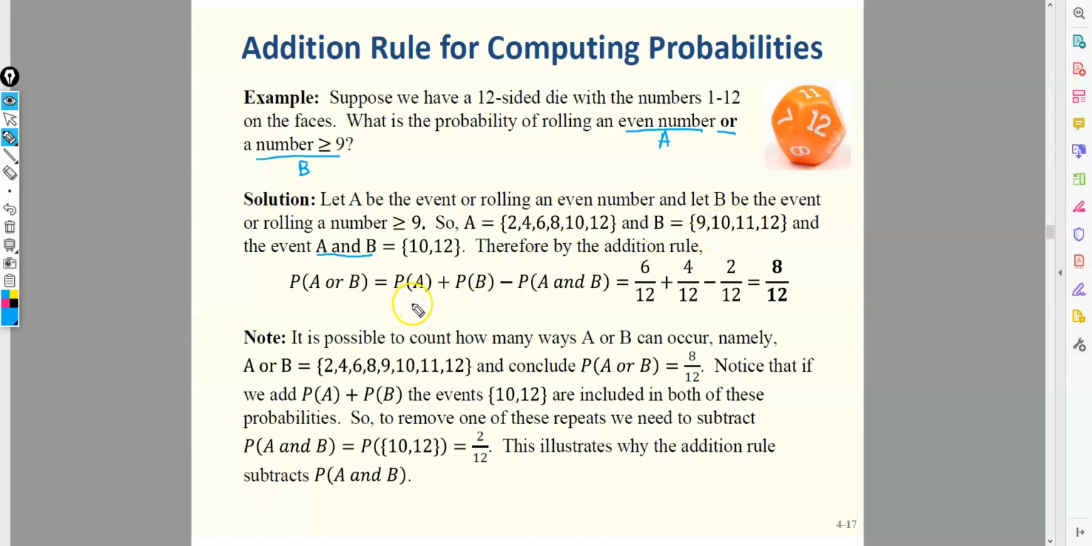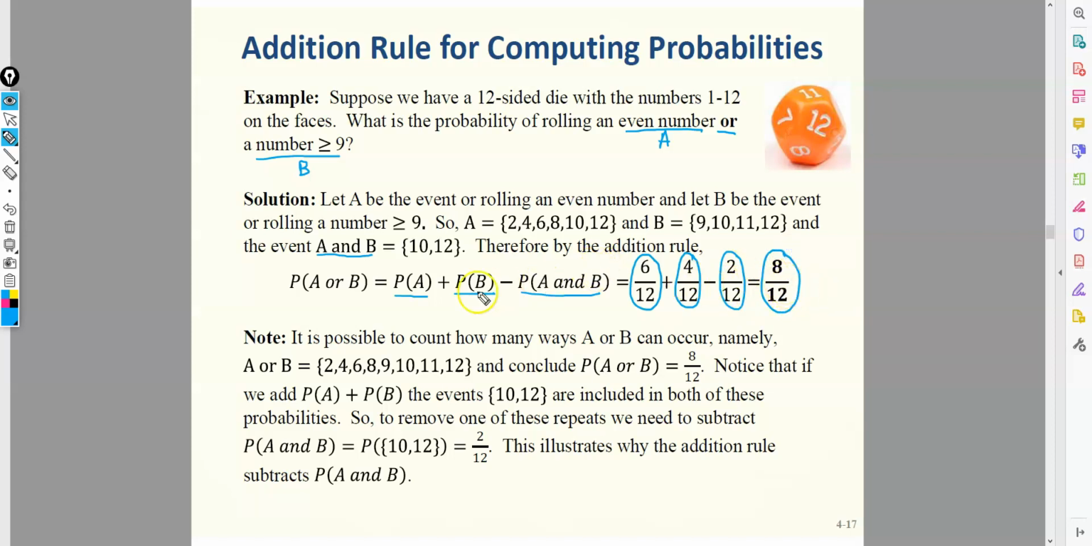So then by the addition rule, what we have is this. The probability of A or B is going to be probability of A. Now, that's going to be 6 out of 12 because we have 6 numbers in here. So 6 over 12 plus the probability of B. Now that's going to be 4 over 12 because we have 4 numbers in the B set, minus the probability of A and B, which is going to be 2 over 12 because we have 2 numbers in the A and B set. And when we add these terms together, we get 8 over 12, which is our answer.